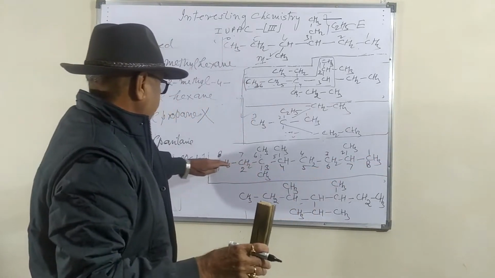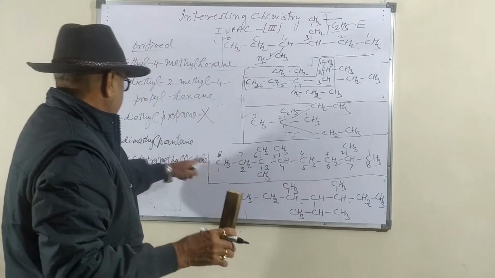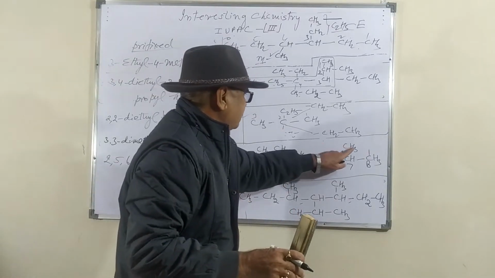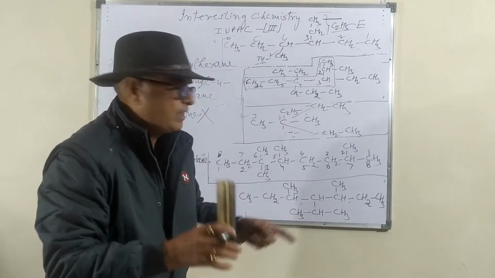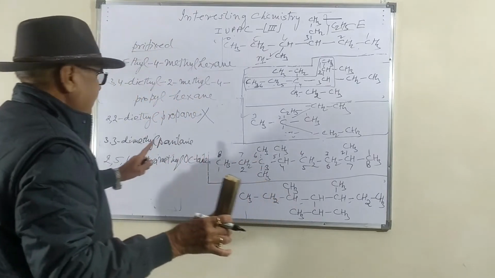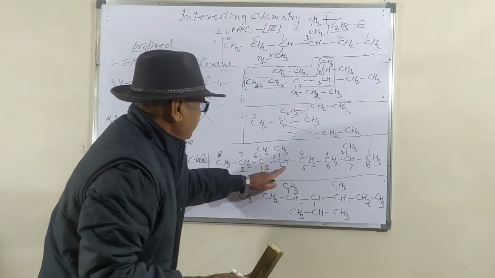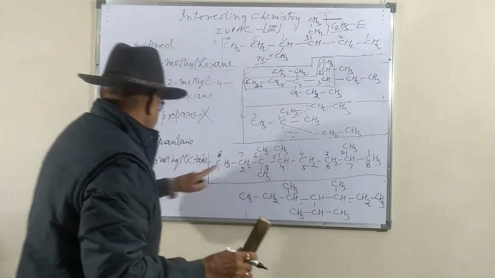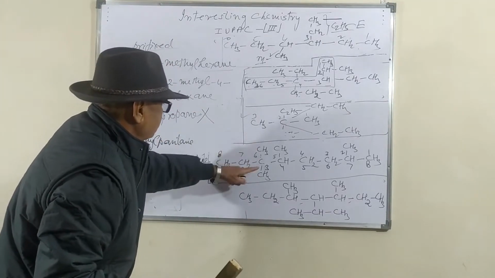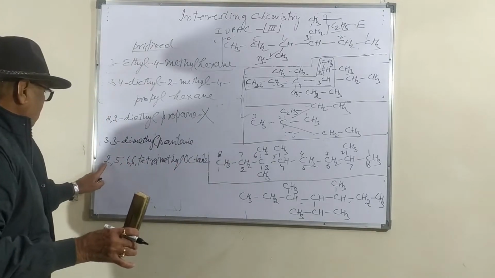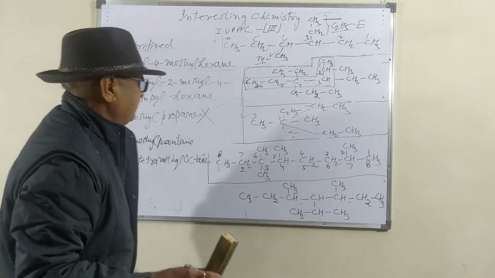Again check whether we are right or not. There is the longest chain of 8 carbons. So we start the numbering from 1, 2, 3, 4, 5, 6, 7, 8. There are 4 methyl groups, 1, 2, 3 and 4. To locate them, this methyl group is on carbon 2 and this methyl group on carbon 5, and both of these methyl groups are on carbon 6. So 2, 5, 6, 6 tetramethyl octane is the name of this compound.